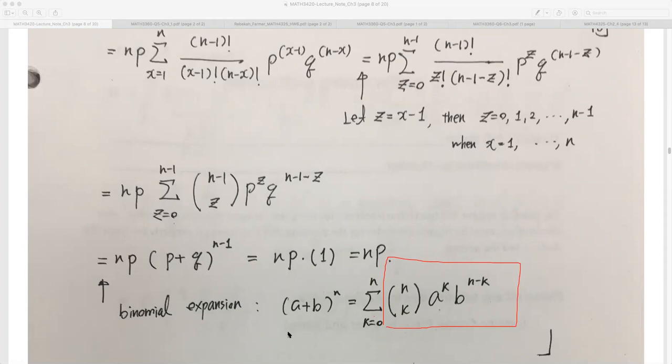Anyway, so using that binomial expansion, we can express this one as p plus q to the n minus 1. But by the way, what's p plus q? 1, right? P is the probability of success, and q is the probability of failure on one single trial. So it should be 1 to the n minus 1, which is 1, so we can just cancel it out. So we got n times p. Okay, so now I've proved it. That's the proof of the expected value of the binomial random variable distribution. Okay, that's the alternative way.